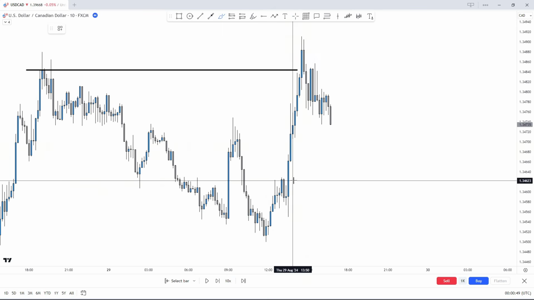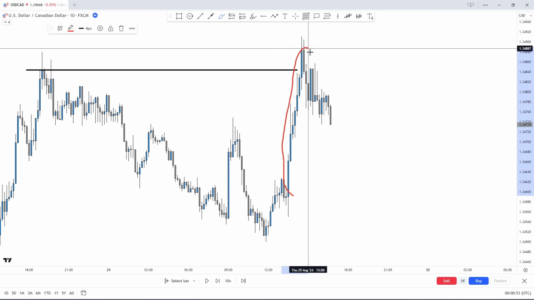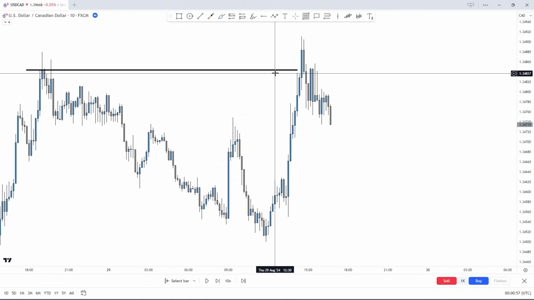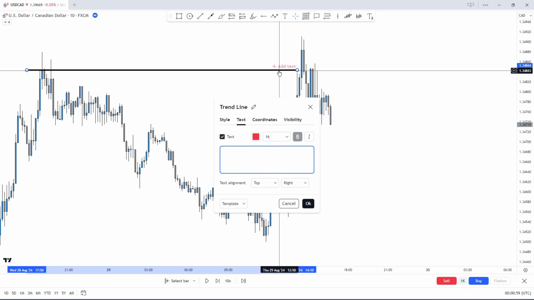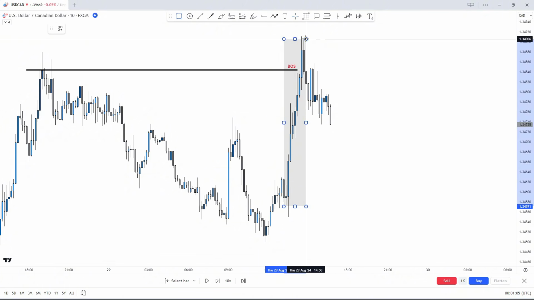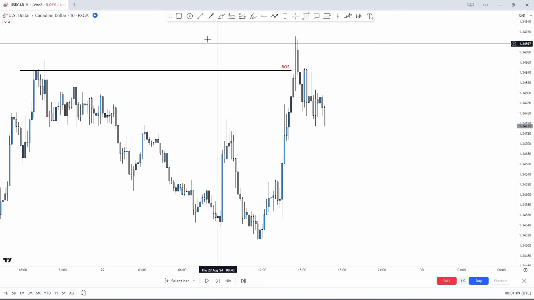I can very clearly see an impulsive move towards the upside causing a break of structure, which we just marked up. So we have the BOS here, right? And I can actually just write in here BOS to make it very clear what we're indicating here. And I can see that we have a very impulsive move towards the upside following a series of high volume bullish candles. So how do we mark up our demand zone?